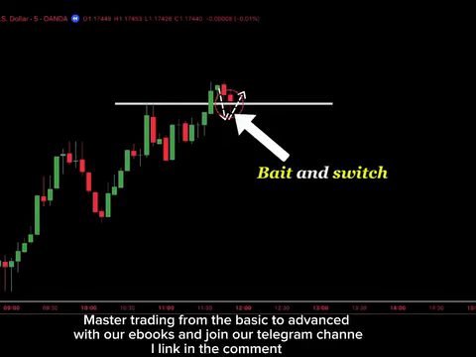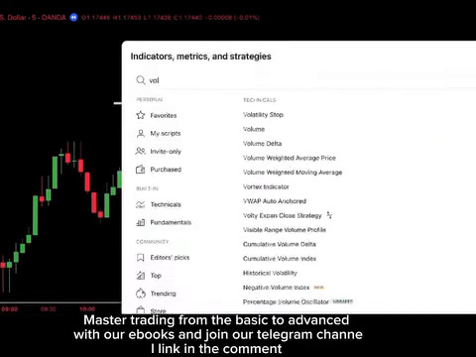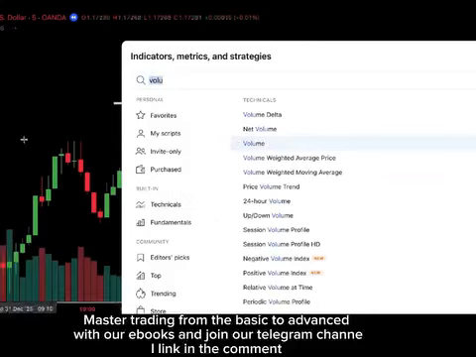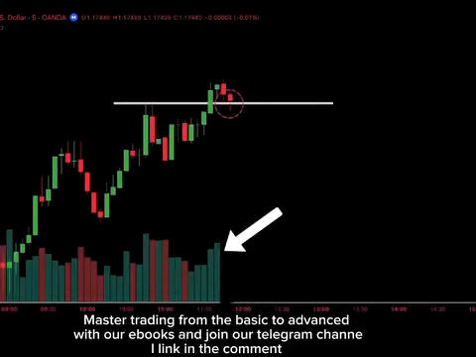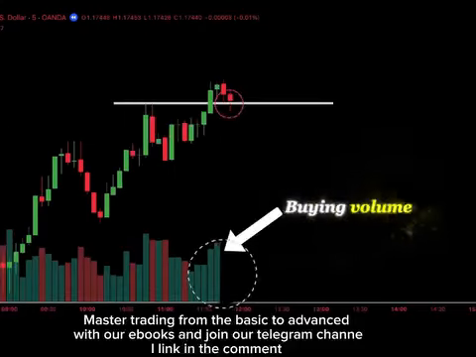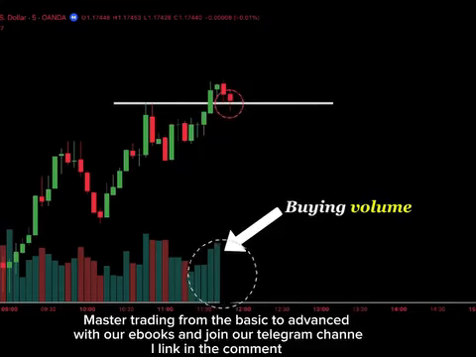But we still need confirmation. This is where we use the volume indicator to understand what is really happening behind the move. If you look at the volume below, you'll notice that right after the bait and switch, there is a strong increase in buying volume, represented by a large green bar. This indicates strong buying pressure. It suggests that institutions are entering the market after the trap.